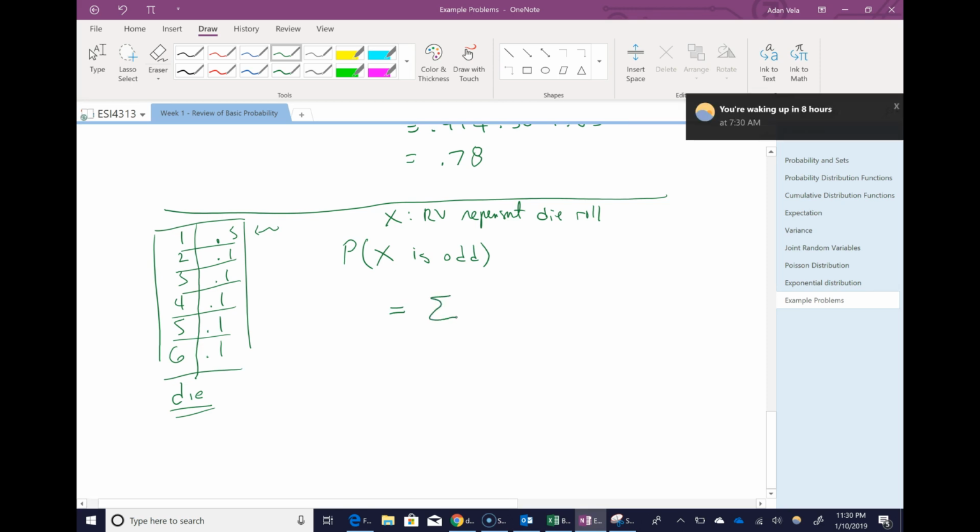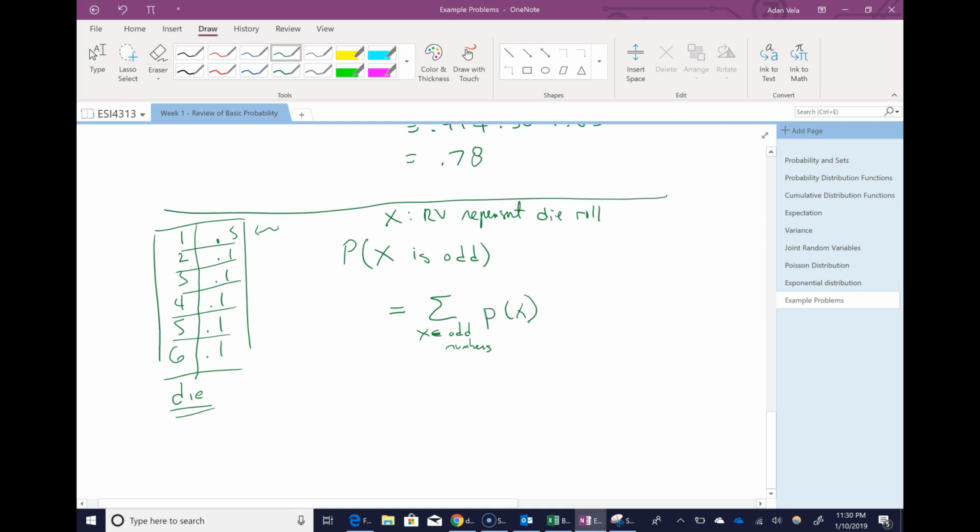So I can write that by saying the probability that the die is odd is equal to the sum of P of X for X that's in the set of odd numbers, right? So that would be equal to the probability of 1 plus the probability of 3 plus the probability of 5, right? And then we just go in and add that up. So 0.5 plus 0.1 plus 0.1 equals 0.7.